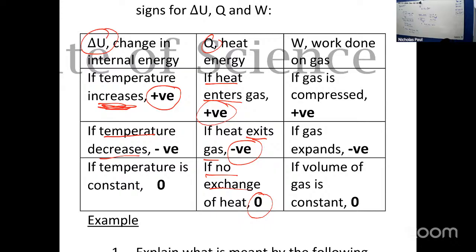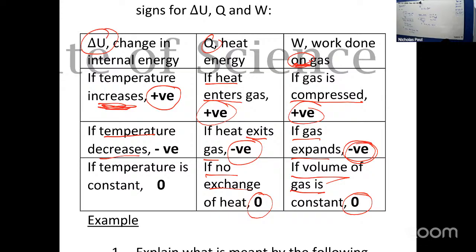Last one, work done. If it is compressed, work done on the gas is positive. That makes sense? If it expands, work done on the gas is negative. And if the volume is constant, then the work done is 0. Everybody okay with that?